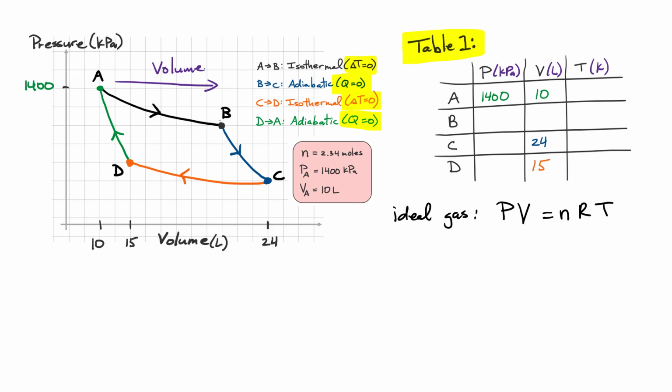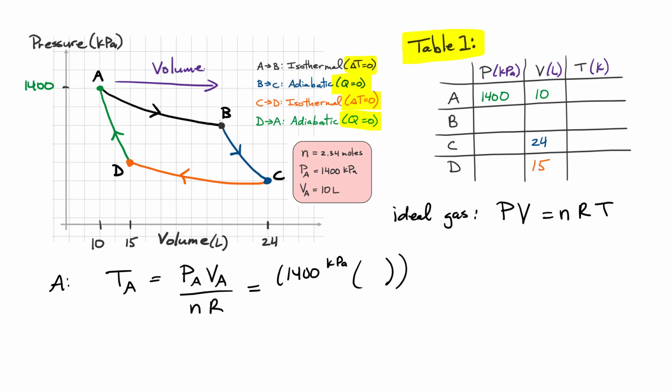So let's go ahead now. That means we should be able to calculate the temperature over here at point A. Let's rearrange this equation and isolate temperature. The temperature at point A is the pressure at point A multiplied by the volume at point A, divided by nR. So what do I do now for this pressure? Well, you just take the value. It's 1400. Now this is in kilopascals. Well, I really want that in pascals, if I'm working in standard units.